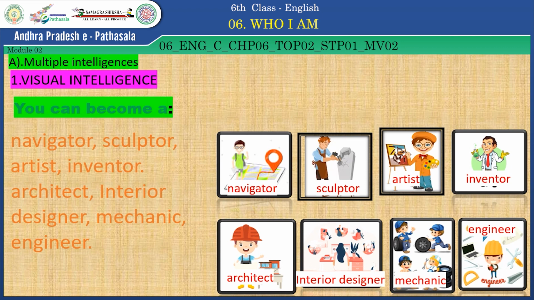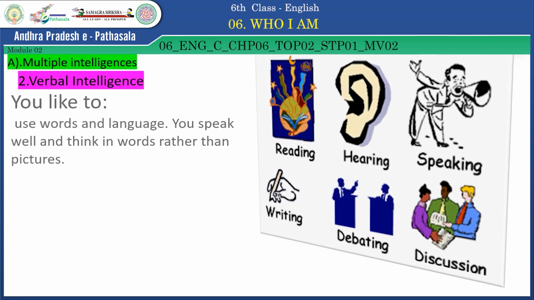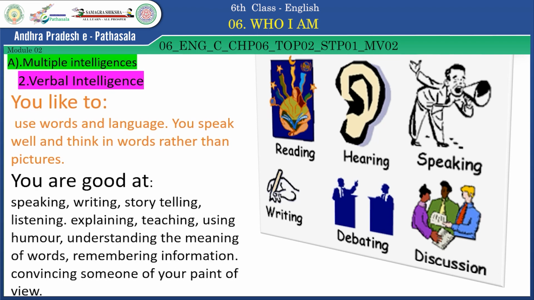Let's observe the second one, verbal intelligence. You like to use words and language. You speak well and think in words rather than pictures. You are good at speaking, writing, storytelling, listening, explaining, teaching, using humor, understanding the meaning of words, remembering information, convincing others of your point of view.